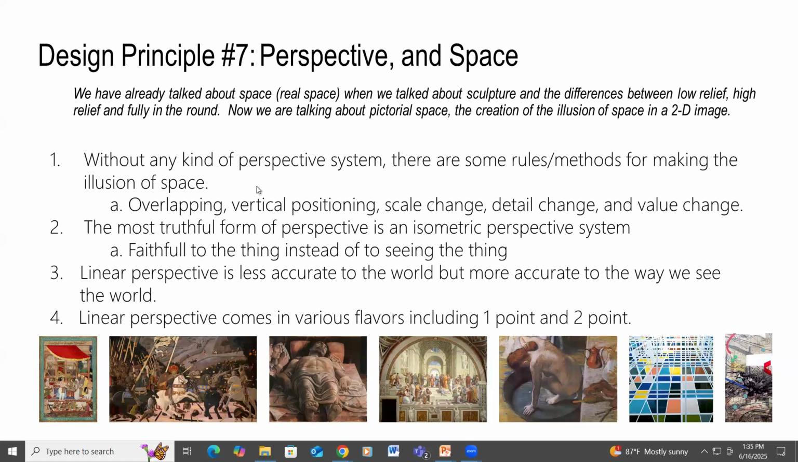And that's the core of this lecture. But the first thing that we're going to discuss is all the ways you can create space that don't involve using a perspective system, and we're going to create two-dimensional depicted space. But we're also going to spend some time talking about isometric perspective as well. But we'll get to all of that.